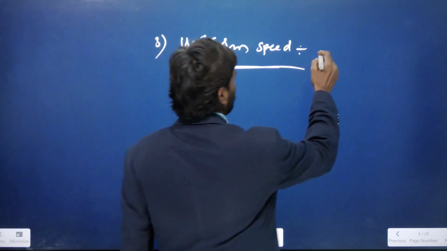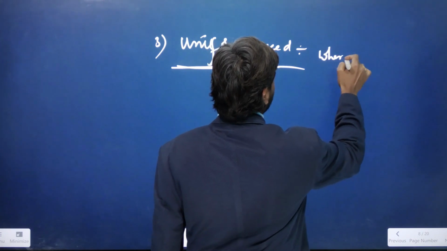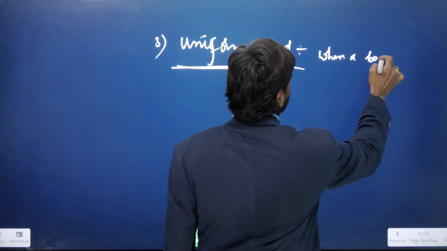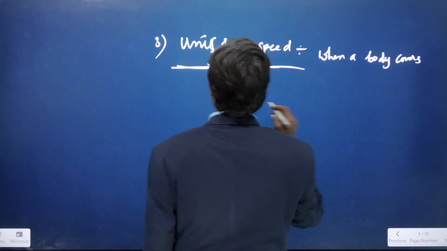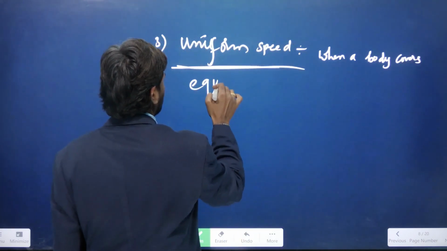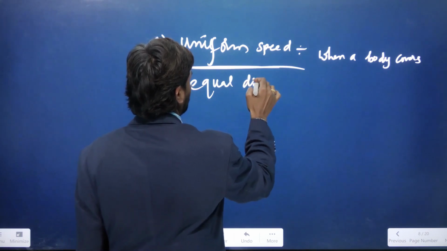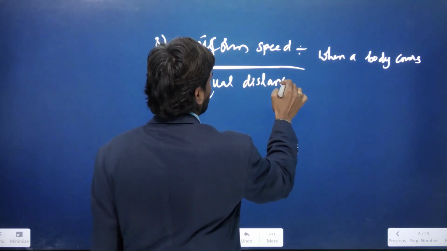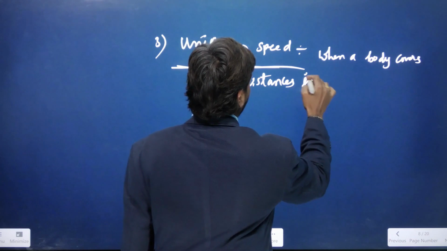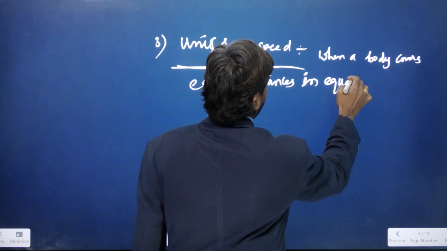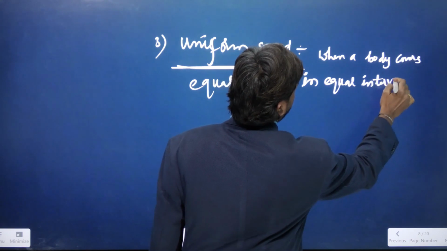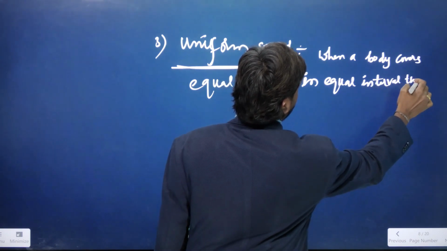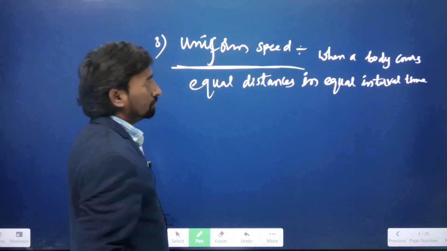So when a body covers equal distances in equal intervals of time, it is called the uniform speed.